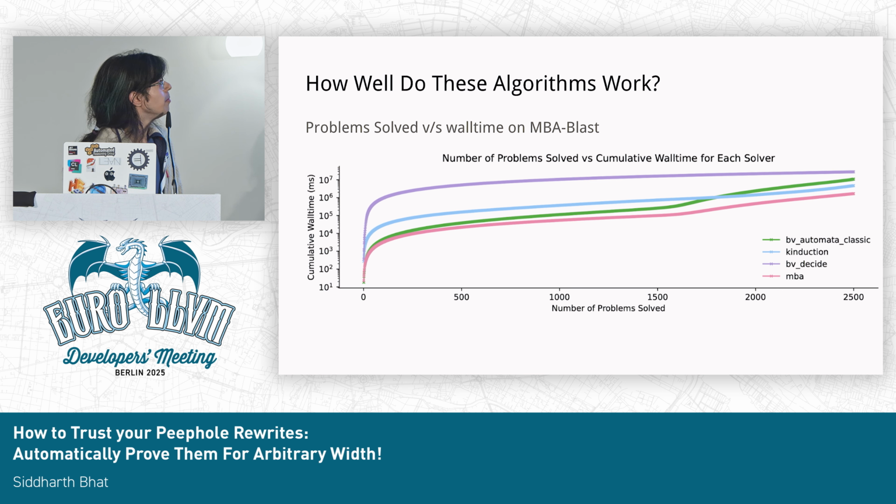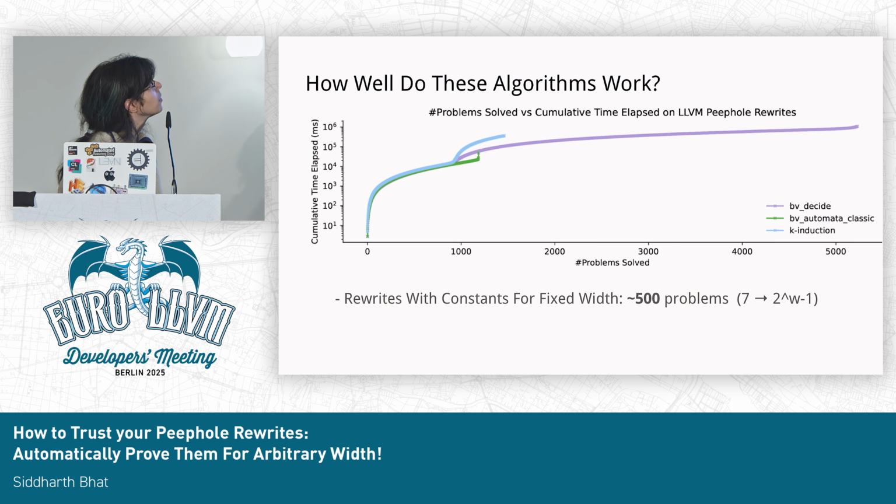There's a data set called MBA Blast, which is by the people who came up with the MBA algorithm. And we can prove all of them for arbitrary bit width. In some sense, the specialized MBA solver is 2 orders of magnitude faster than the more generic automata-based solver. But yeah, it's pretty fast. It's a couple of seconds on most problems, and I think the largest one takes like 15 seconds or something like this, but it's a really large problem.